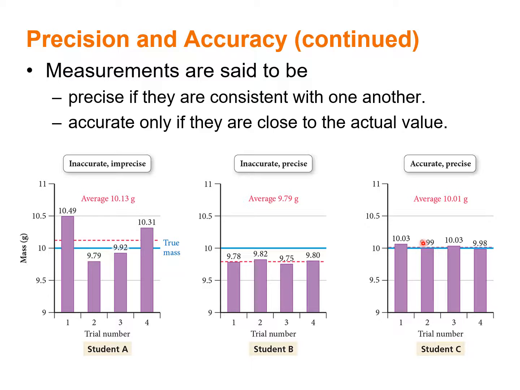This last student, student C, has numbers that are both accurate and precise. Why is that? Because his pink line, the average line, is right at the blue line, the actual correct number. The other thing is all of his numbers are very close to each other, so they're fairly similar to each other, so they are also precise. So student C has numbers that are both accurate and precise.